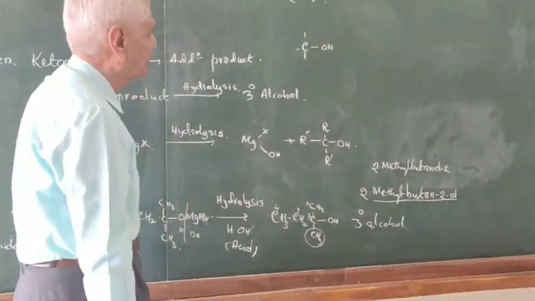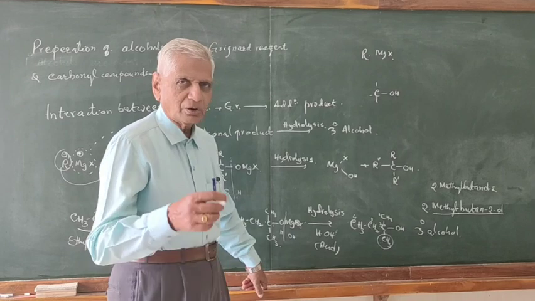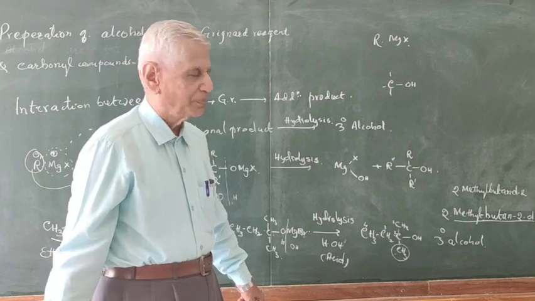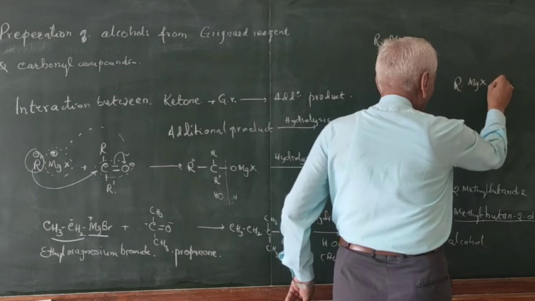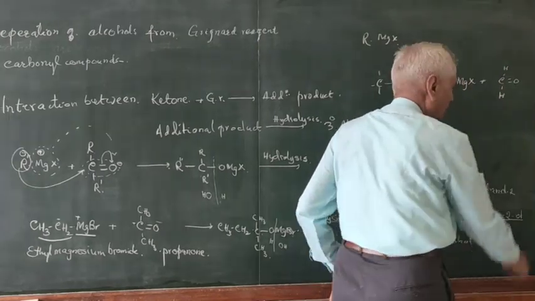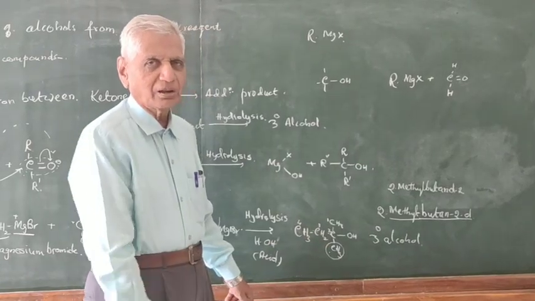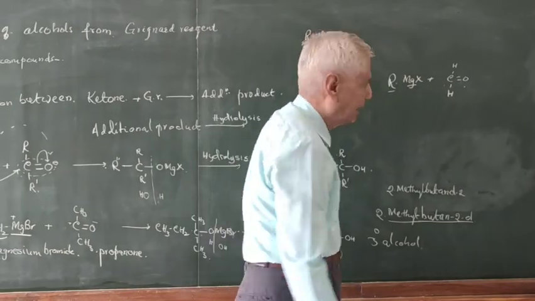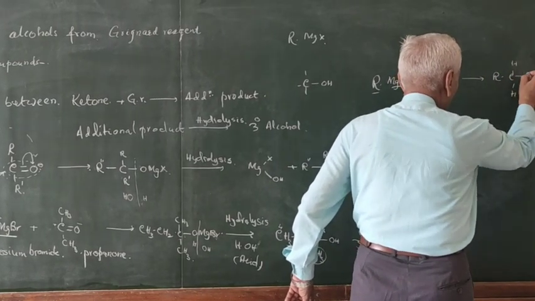So remember, starting from the Grignard's reagent, you can get either primary alcohol or secondary alcohol or tertiary alcohol depending upon the carbonyl group that you use. Say the Grignard's reagent is the same, RMgX. Suppose this is treated with the carbonyl group containing 2 hydrogens, the carbon contains 2 hydrogens. It means formaldehyde. R will add here, MgX will add here, and after hydrolysis you get the compound R CH2OH.